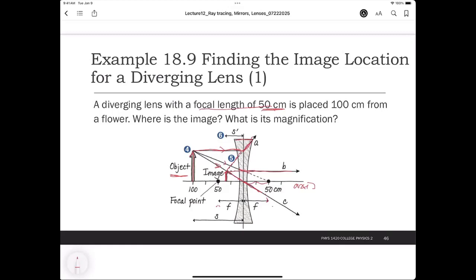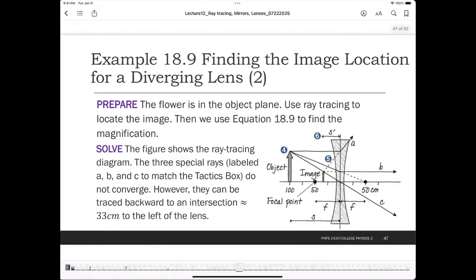So where is the image? The image is about 33 to 35 centimeters in front of the lens. Does it make sense to you? Okay, let's talk about it more. The flower is in the object plane, and we use ray tracing to locate the image.